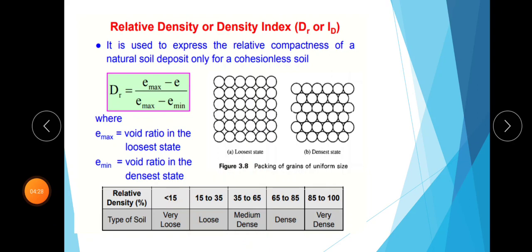And this figure shows the arrangement, the packing of grains of uniform size in the loosest state and densest state. In the loosest state, the void ratio will be maximum. There are more voids. And in the densest state, the void ratio will be minimum. That is, here the voids are relatively less compared to the loosest arrangement.